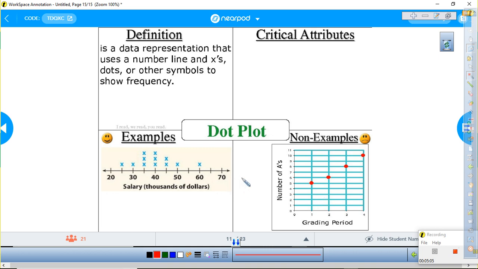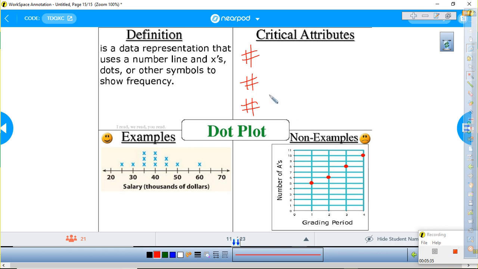But do they both show frequency? Yes. This one says how many A's, number of A's? 5 in the first grading period, 6 in the second, and so on and so forth. It shows some sort of frequency. So let's hashtag this. What makes this a specific dot plot?